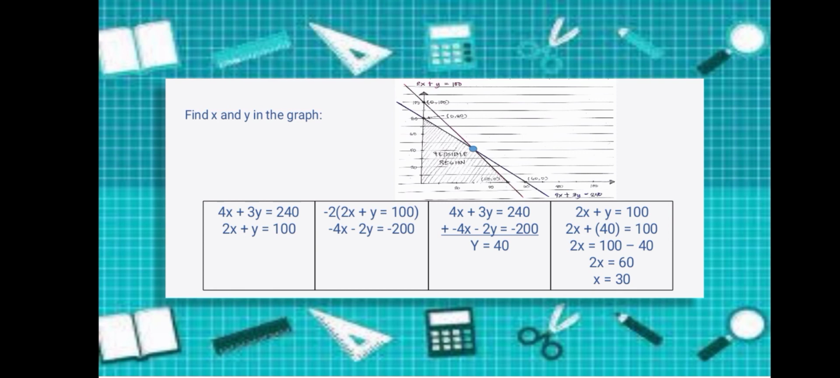Ngayon, para malaman natin ang value ng ating x, ang gagamitin natin na equation ay yung ginamit natin kanina, yung 2x plus y is equal to 100. So, 2x plus y, which is may value na tayo sa y na 40, is equal to 100. And then, we have 2x is equal to 100 minus 40. Then, 2x is equal to 60. Then 60 divided by 2 is equal to 30. So we come up with the result that our x is 30, our y is 40.